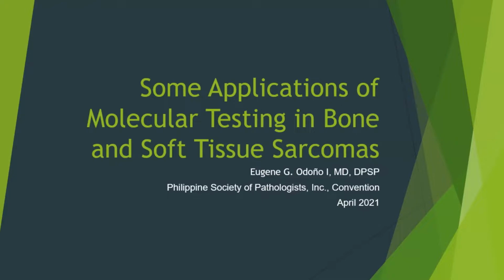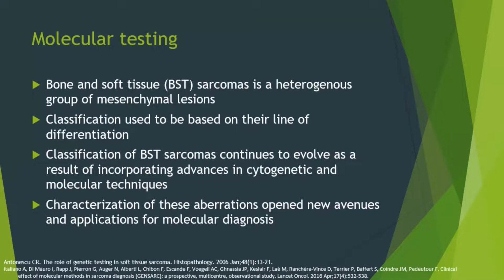I am Dr. Eugene Odono, and I'm here to discuss some applications of molecular testing in bone and soft tissue sarcomas. Bone and soft tissue, or BST sarcomas, are a heterogeneous group of mesenchymal lesions. The classification of these tumors used to be based on their line of differentiation. Now, during the past 2 decades, there is a marked expansion of knowledge regarding the molecular characteristics of these tumors, and so classification of bone and soft tissue sarcomas continues to evolve as a result of incorporating the advances in cytogenetic and molecular techniques. So the characterization of these aberrations opened new avenues for molecular diagnosis.